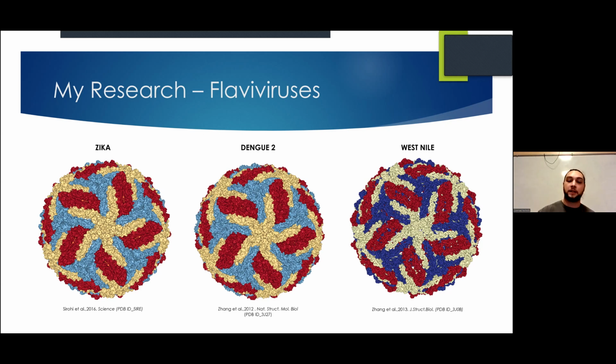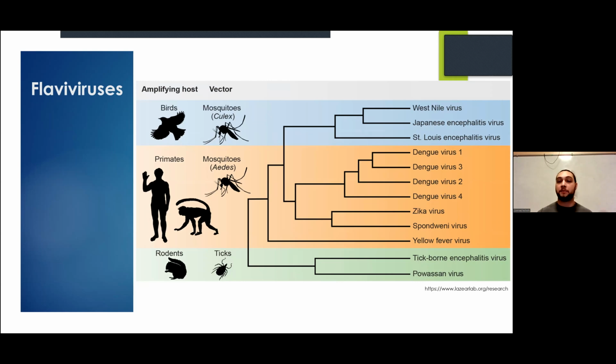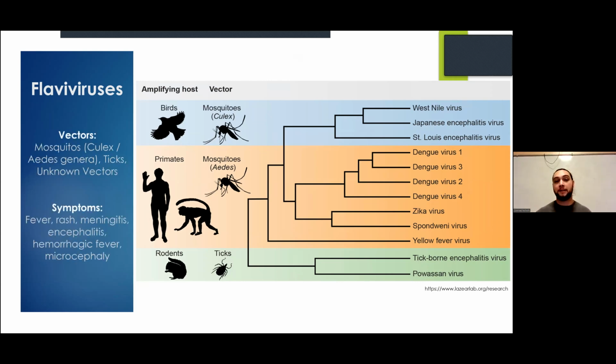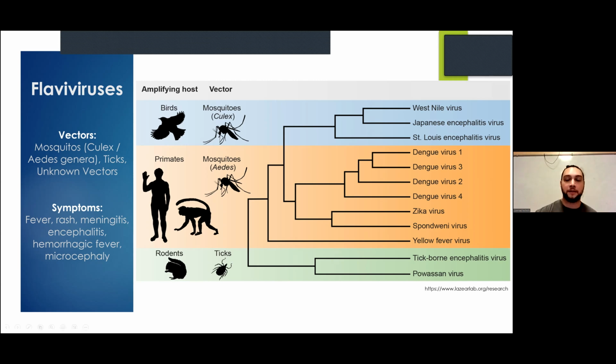What's interesting is that flaviviruses cause a myriad of disease. They are primarily passed on through mosquitoes, in this case the Culex and Aedes aegypti genera, or specific mosquito types. They're also passed on by certain ticks, and there's also a bunch of unknown vectors. A vector is something that can take a virus, or in this case a pathogen, and pass it to another species. Flaviviruses can manifest in a bunch of different symptoms. They can cause rash, fever, meningitis, encephalitis, which is the swelling of the brain, and even hemorrhagic fever and microcephaly.